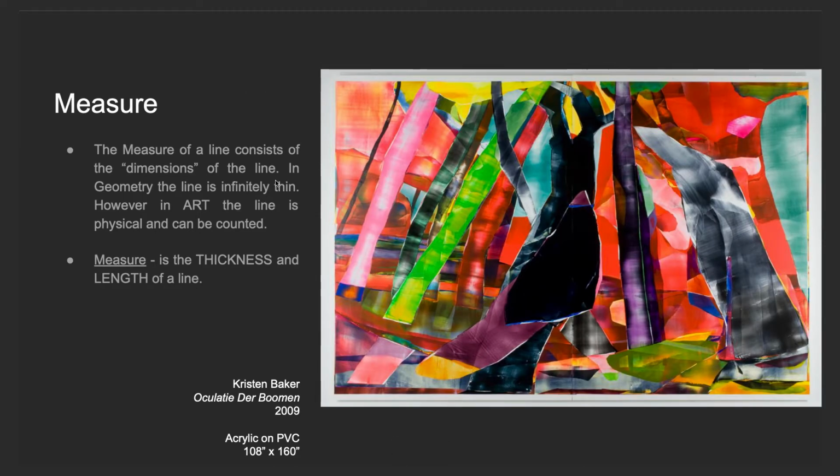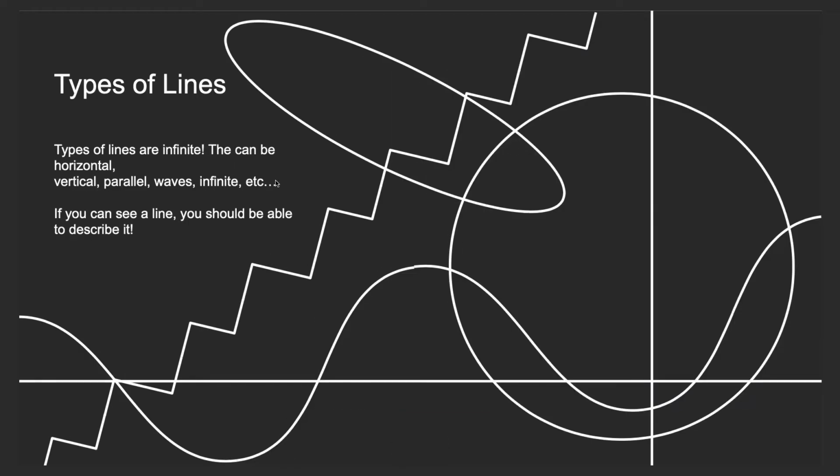So the measure of the line is looking at the line itself and trying to describe it in any way by its length, by its width. That's the measure of a line. But lines are infinite. We have zigzags and circles and swirlies and all this. And you can use whatever word to describe the line, but it is generally necessary to describe the line. So what is the function of the line? What is it doing?